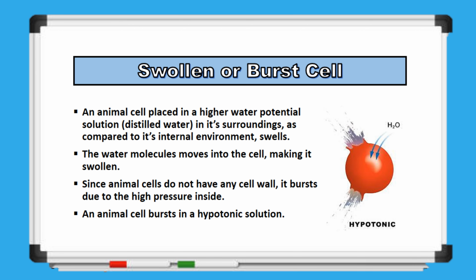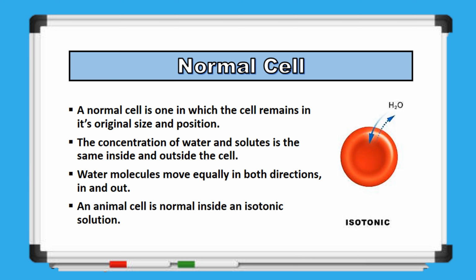When an animal cell is placed in a hypotonic solution, such as distilled water, which has a higher water potential than the cell's internal environment, water molecules move into the cell, causing it to swell. Since animal cells do not have a cell wall to contain this pressure, the cell eventually bursts due to the internal pressure. This process occurs because the influx of water is greater than the cell's ability to expel it, resulting in cell lysis. A normal cell maintains its original size and shape, as the concentration of water and solutes inside and outside the cell is equal.